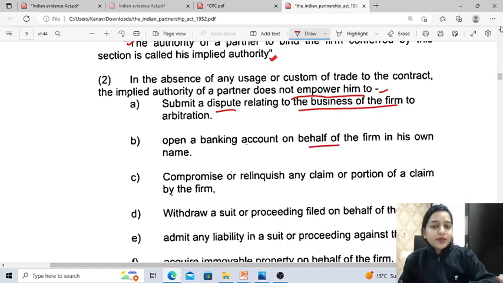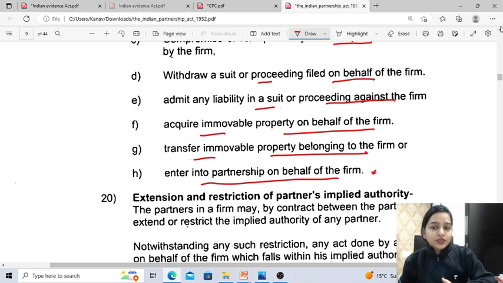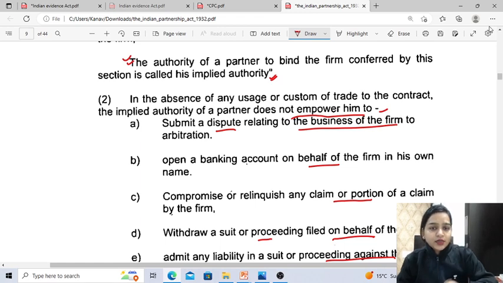He cannot open a banking account on behalf of the firm in his own name. He cannot compromise or relinquish any claim or portion of the claim of the firm. He cannot withdraw a suit or proceeding filed on behalf of the firm. He cannot admit any liability in a suit or proceeding against a firm. He cannot acquire immovable property on behalf of the firm. He cannot transfer immovable property belonging to the firm, and he cannot even enter into partnership on behalf of the firm. So if custom or usage allows, then that is a separate thing. Otherwise, the implied authority of a partner does not empower him to do all these things. So he cannot do all these things that we have seen.